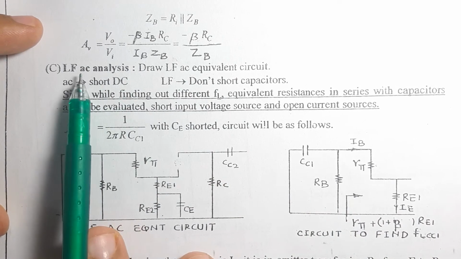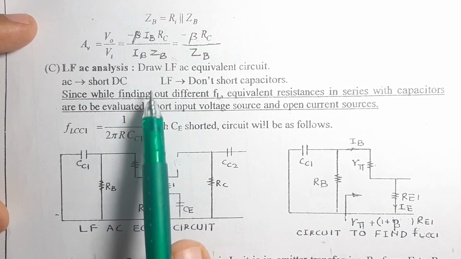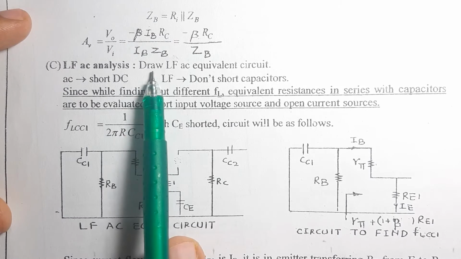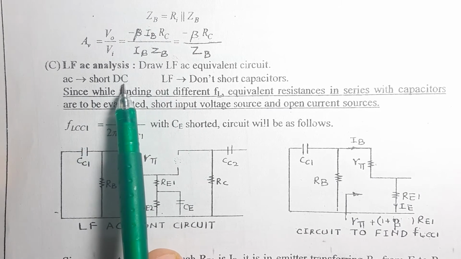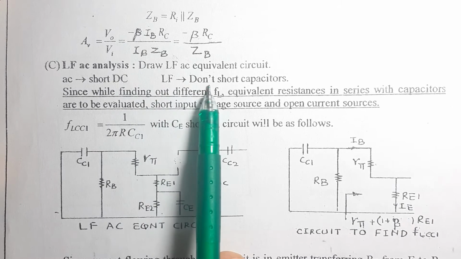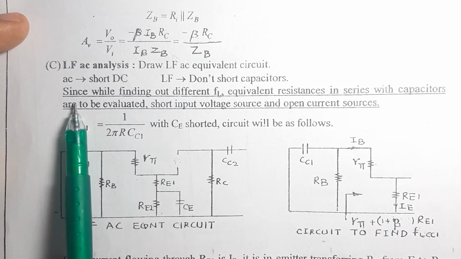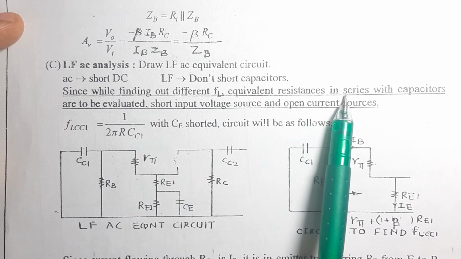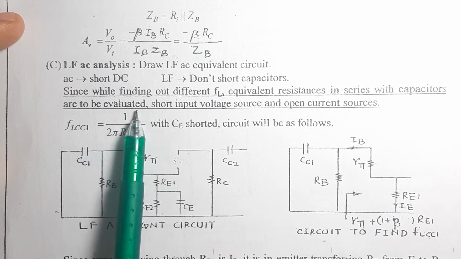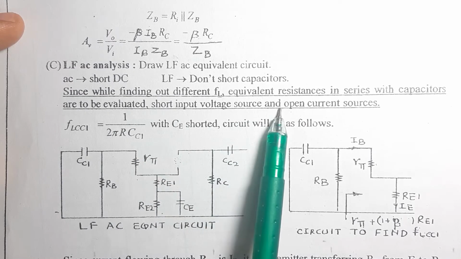Now the low-frequency AC analysis. Since we want to do AC analysis, we will draw 4 lines over here. For AC analysis, we'll short all the DC sources, and for LF, that means we don't short the capacitors over here. Since we are finding the different FL, equivalent resistances in series with capacitors are to be evaluated. Short the input voltage source and open the current source.